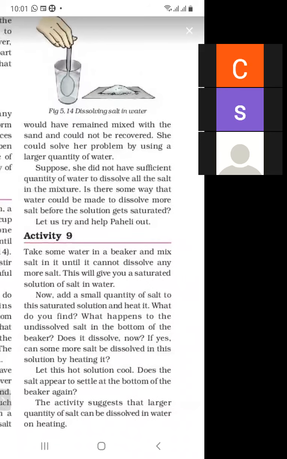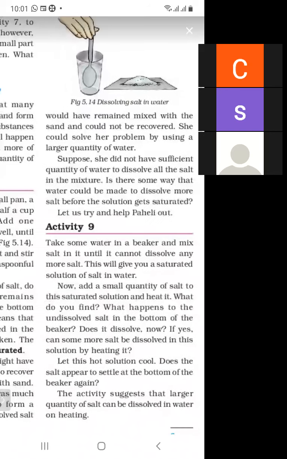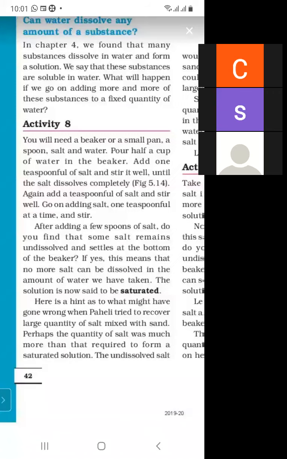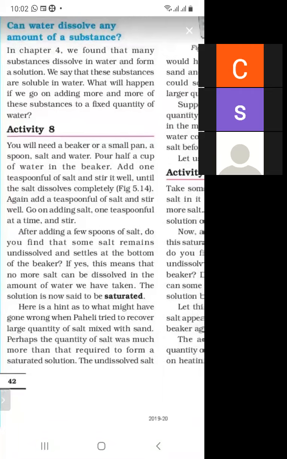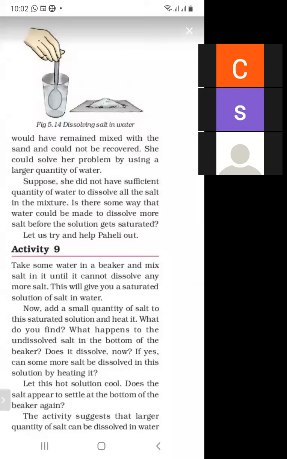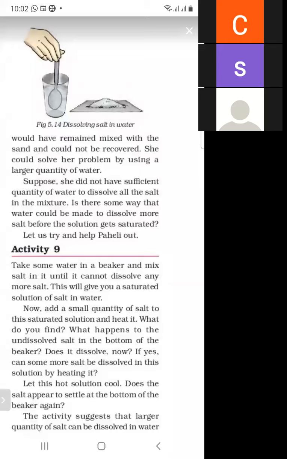So this is the figure 5.14. This is a saturated solution. There is a hint to what might have gone wrong when Paheli tried to recover a large amount of salt mixed with the sand. Perhaps the quantity of salt was much more than required to form a saturated solution, and the undissolved salt would have remained mixed with the sand and could not be recovered. And she could solve her problem by using a larger amount of water. So if this will not dissolve into the water, then we will add some water into it, then more salt can be added into the water.